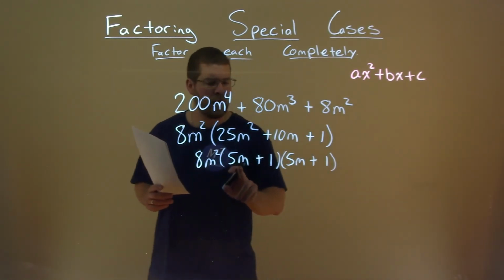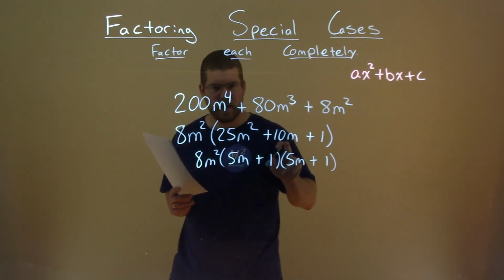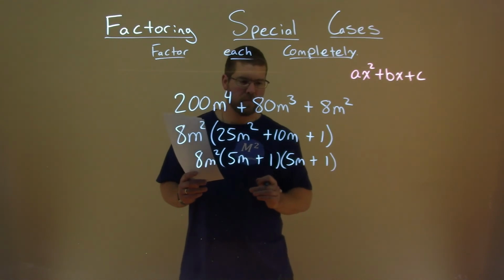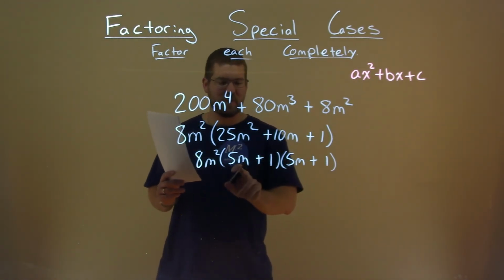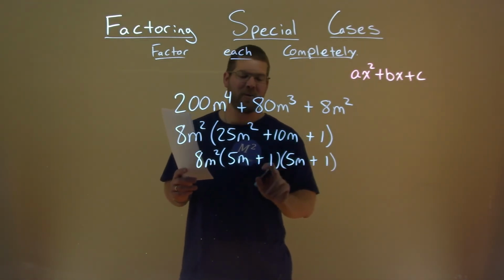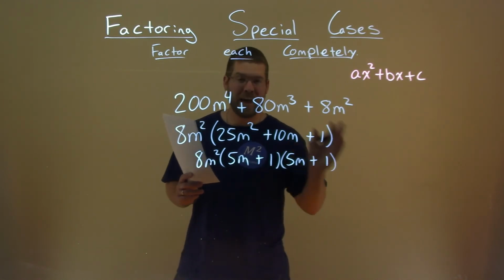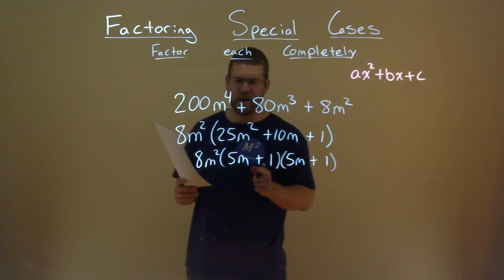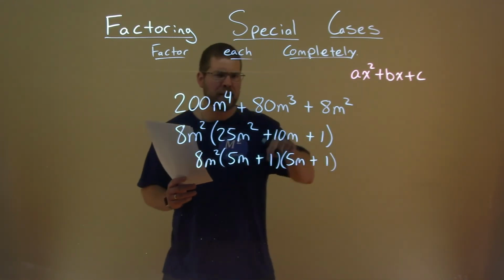Now watch this. Oh, sorry. Misspoke. 5m times 1 is 5m. 1 times 5m is 5m. Add them together, we get 10m. Made a mistake there. Got it? I'm glad I caught it. Okay, hopefully you caught it too. If you did, let me know down below.